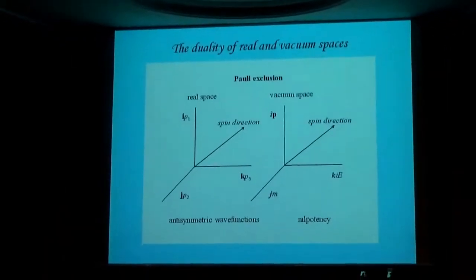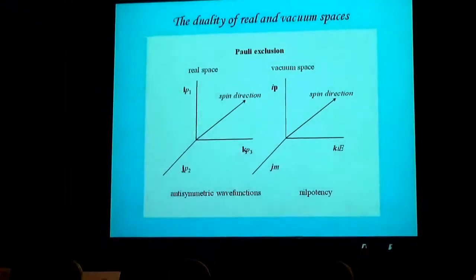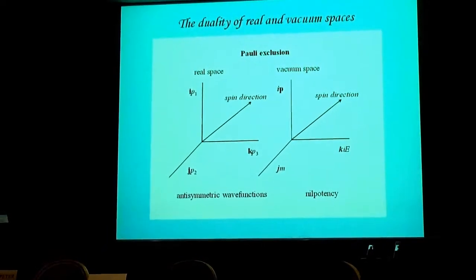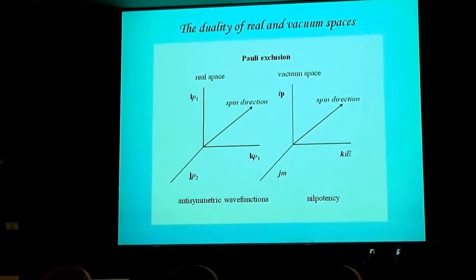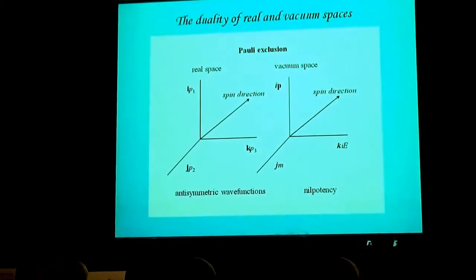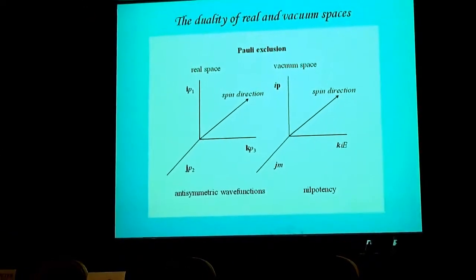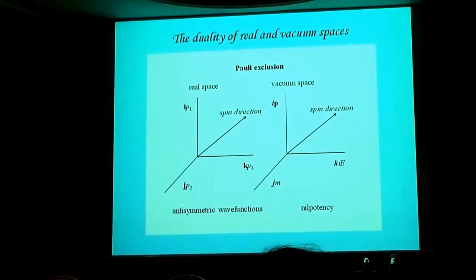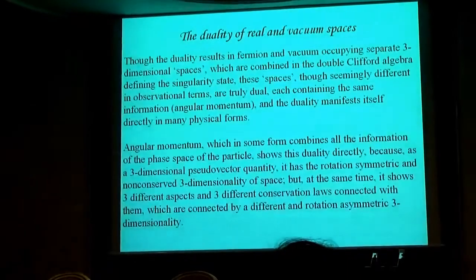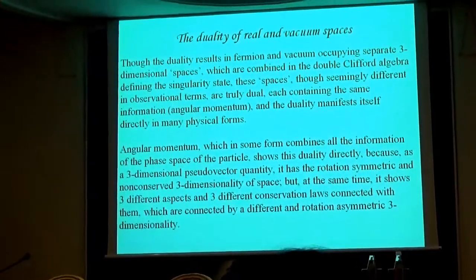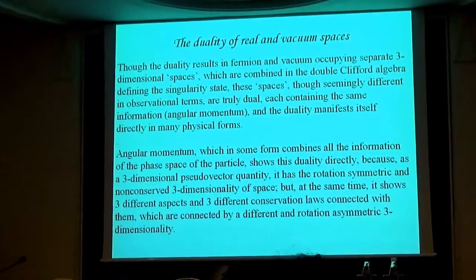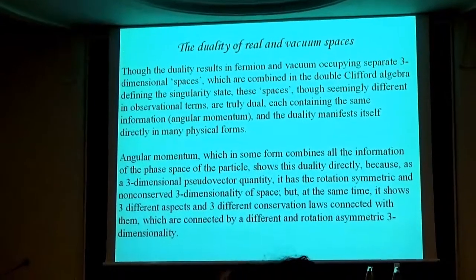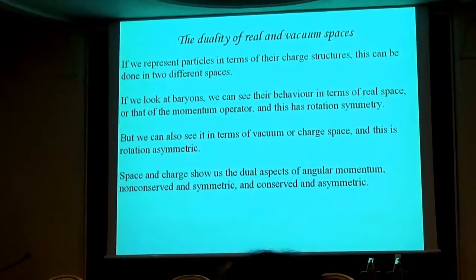The first one, I didn't have the colours on this diagram. Well, that's the blue space on the left. That's the red one on the right. That's antisymmetric wave functions, that's nilpotency. So we can actually get the whole information in either of the 2 spaces. So these are truly dual, though they look different. I shall leave all that.